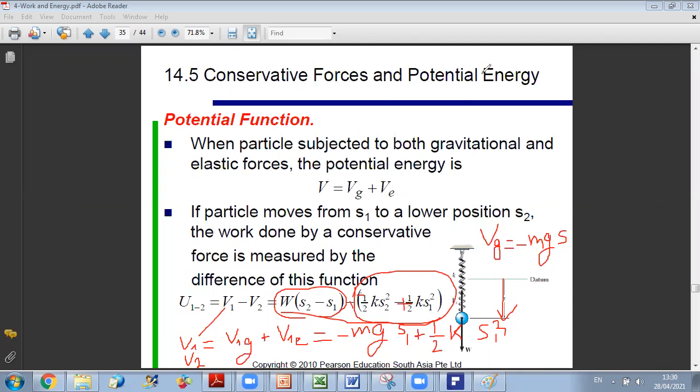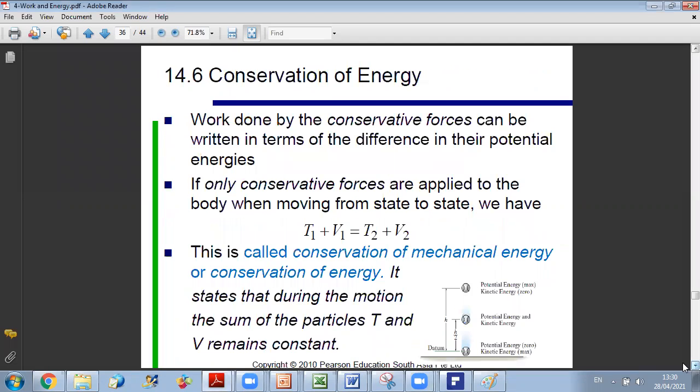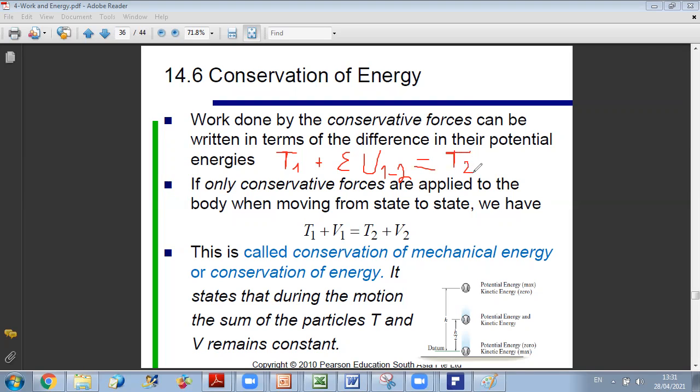Okay. So let us do some application problems on this. Just before doing application problems, I want to introduce the conservation of mechanical energy. We already defined the work and energy. How was the work and energy principle? T1 plus the sum of the work of all external forces between state 1 and state 2 equals T2. Okay, this was the principle of work and energy.